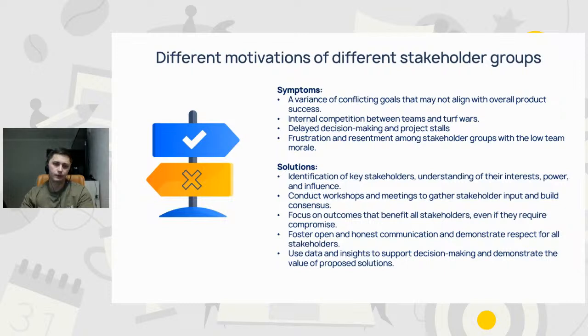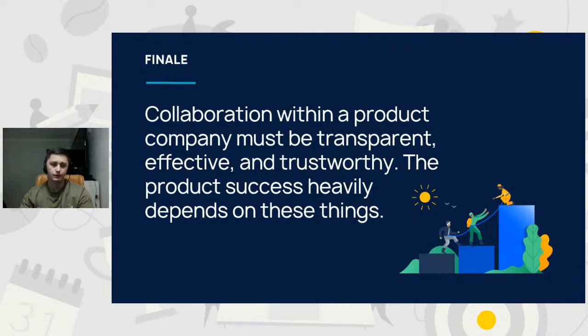Also, try to have open and honest communication, so you or anybody else can come to any stakeholder, share their concerns, share their ideas, and they will not be just rejected or told no. That is why try to foster this collaborative culture within the company, and don't forget to use data and insights for decision making, just to ensure that you are building great things, not just based on your intuition, but based on some sort of evidence that you have already collected. So you should remember that collaboration within a product company must be transparent, effective, and trustworthy, because the product success heavily depends on these things.